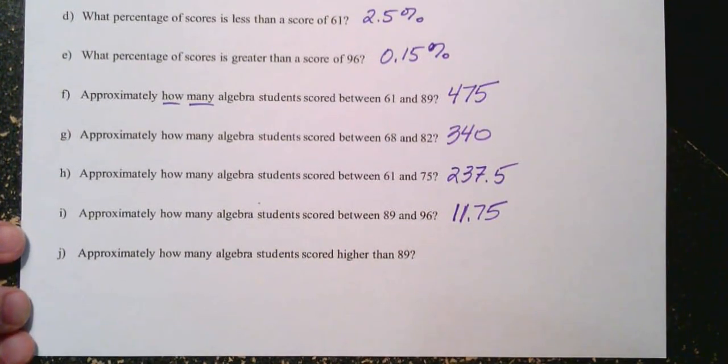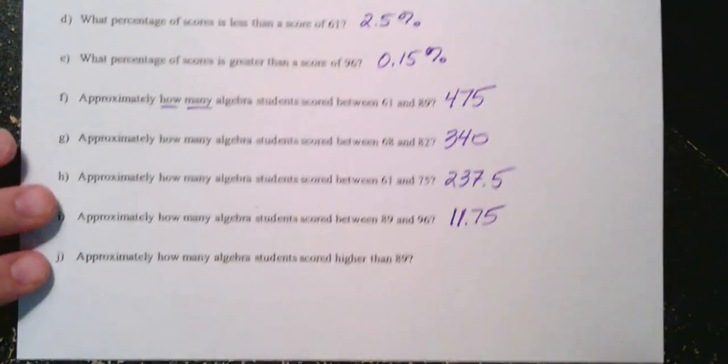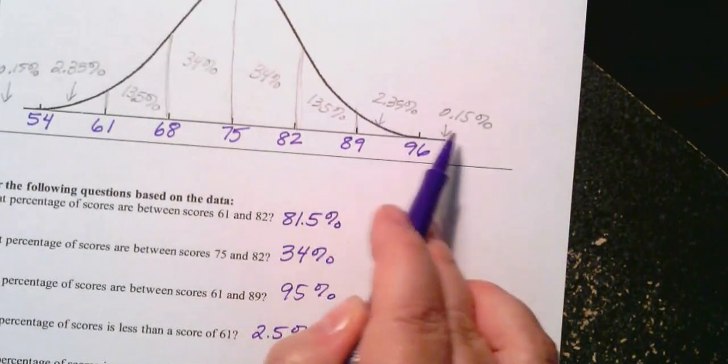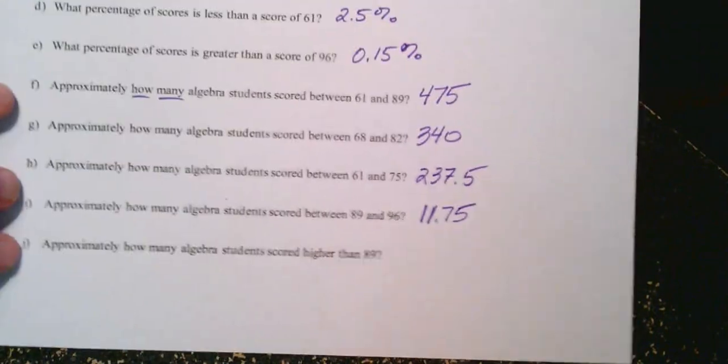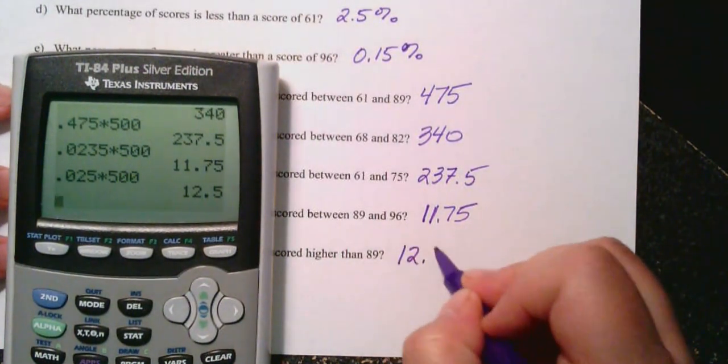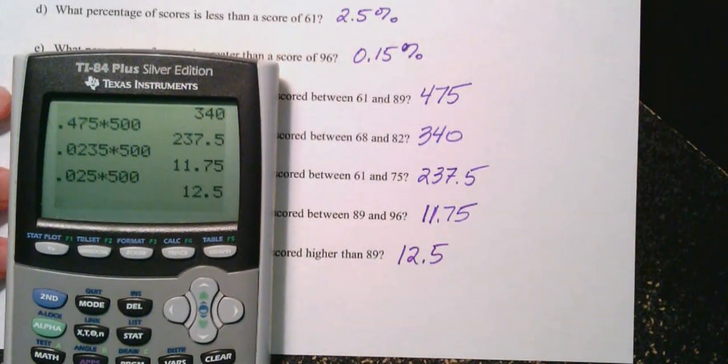Finally, approximately how many algebra students scored higher than 89? That's these two sections together, and those two sections together add up to 2.5%. So I'm going to do 0.025 times 500, and my final answer is 12.5 students.